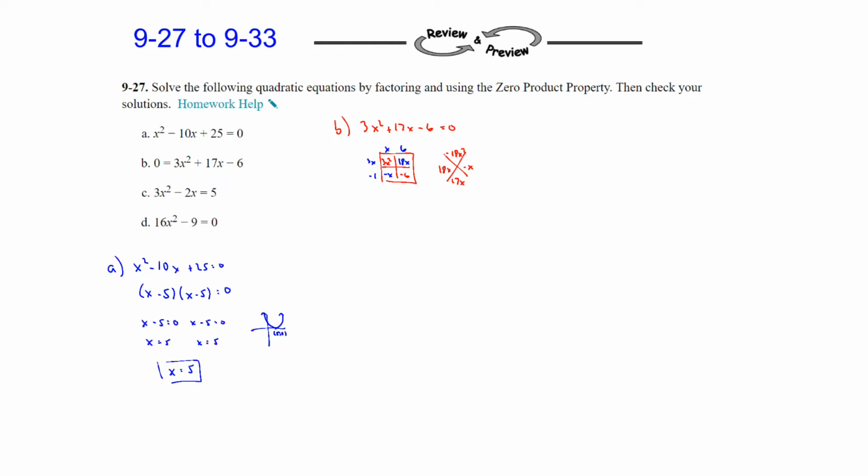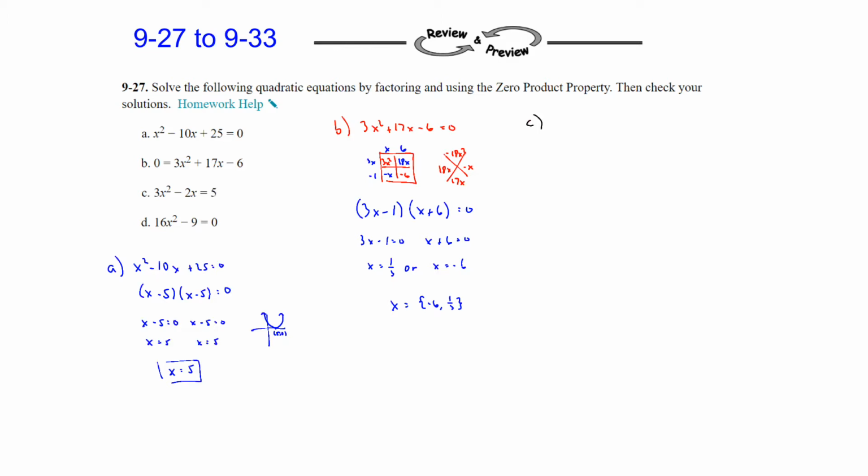You can double check, 6 times negative 1 is negative 6, so that means we'll factor to 3x minus 1, x plus 6, and then we can use our zero product property to set each factor equal to 0, add 1 divided by 3, and subtract 6. So our solutions are x equals 1/3 or x equals negative 6. And there is part B.